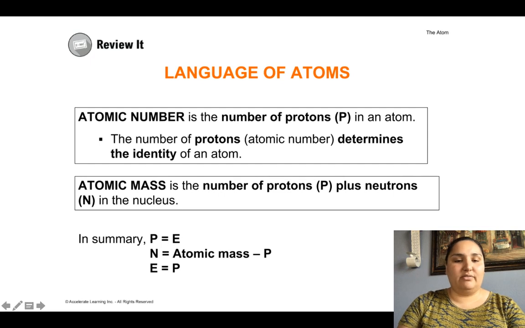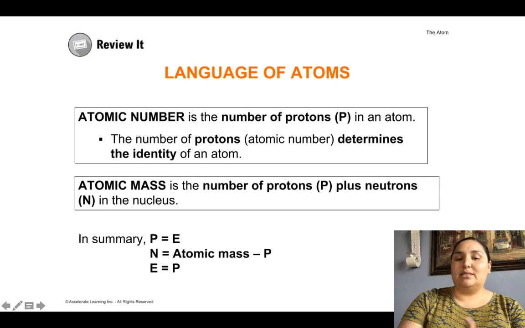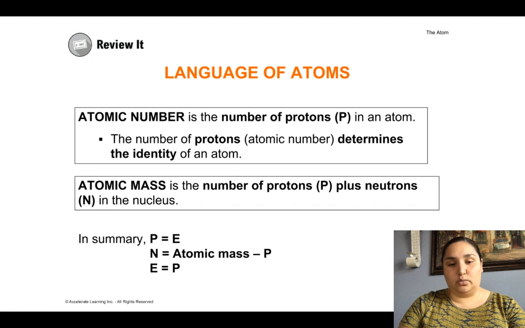So here we have protons is equal to the number of electrons. The neutrons is your atomic mass minus your protons, or what I taught you, atomic mass minus atomic number. That also works. And electrons will equal the protons. So it's the same two, but reverse. Okay.